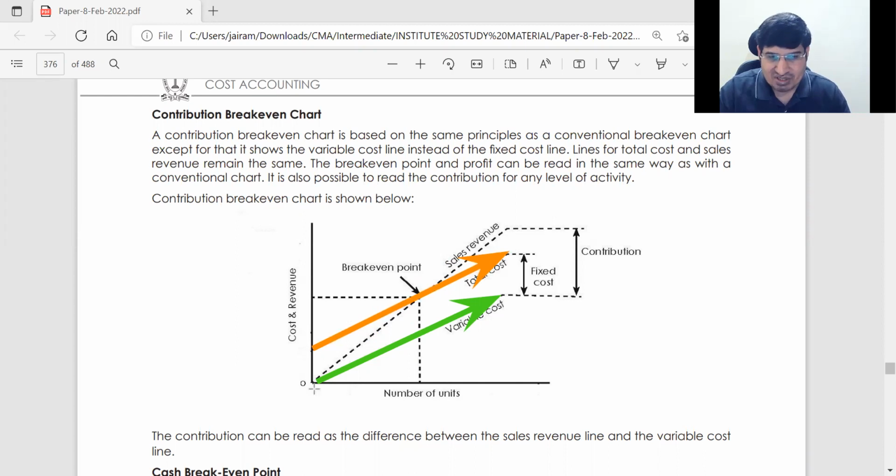Total cost starts from fixed cost. This is starting from zero, correct? This starts from zero variable cost. It will be parallel lines because from here, this curve, this line is also because of variable cost, right? Above this, here is the fixed cost.